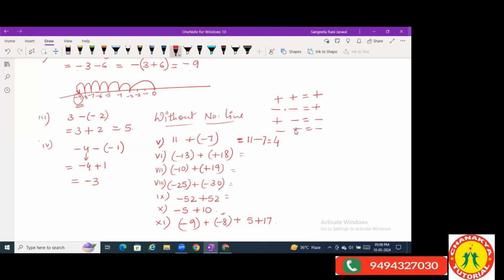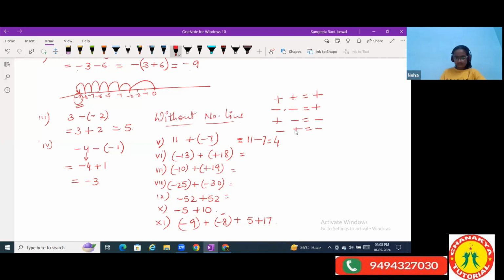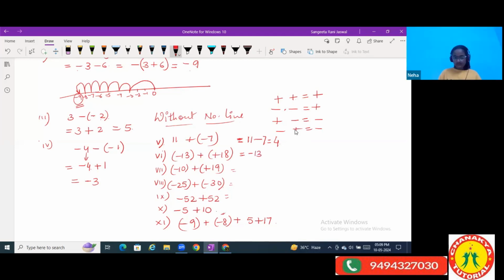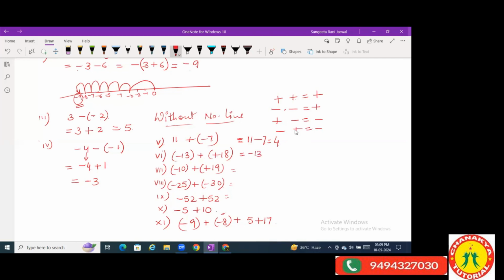Okay, Neha, tell me the next one. Minus 13 plus 18. Ma'am, as there are two different signs, we do subtraction. Yes. So this first number will be taken down as it is. And ma'am, plus minus and there are two pluses, and there are two minuses, so plus and plus will be plus only. And then you have 18.